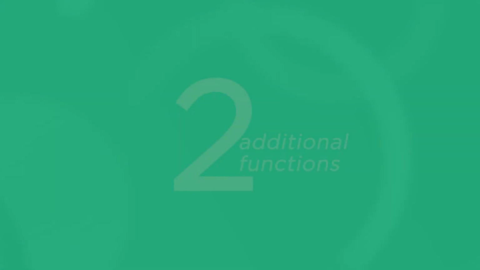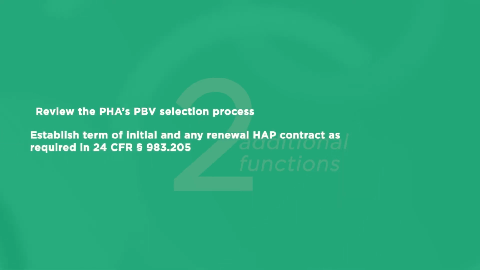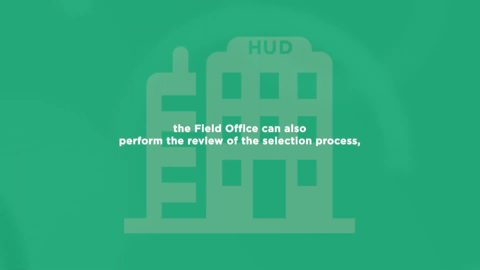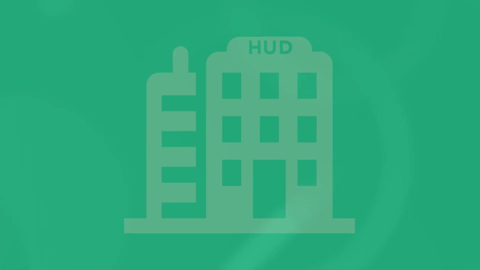There are 2 additional functions for non-RAD PBV units. These include: review the PHA's PBV selection process. Establish term of initial and any renewal HAP contract as required in 24 CFR 983.205. Please note, the field office can also perform the review of the selection process. It does not have to be done only by an IE. Also, HUD may revise the list of functions, so it is important to stay up to date on the required list.